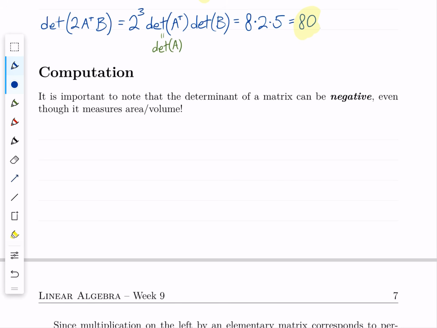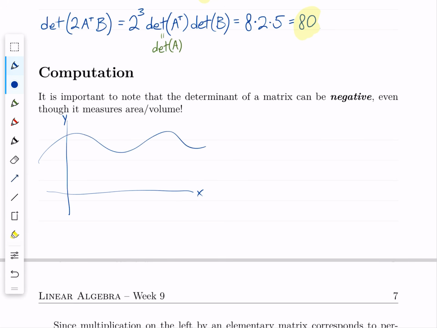And that note is that the determinant of a matrix can actually be negative, even though we're thinking of the determinant as measuring an area or a volume, okay? And while this seems a little bit weird at first, you've actually seen something like this before in previous classes. So think back to calculus classes when you learned about something called the definite integral of a function, okay?